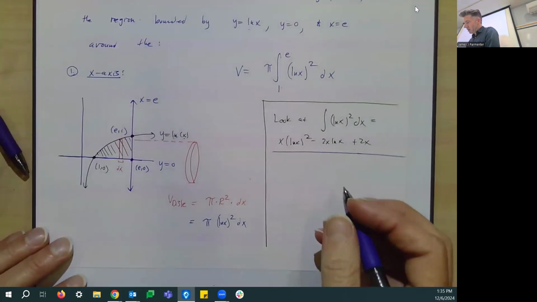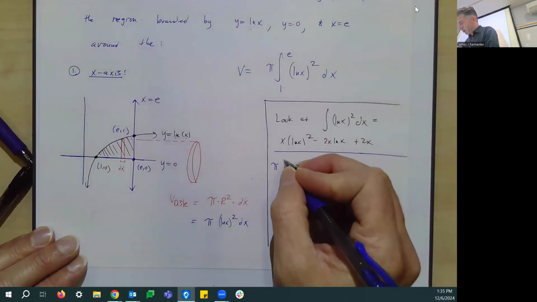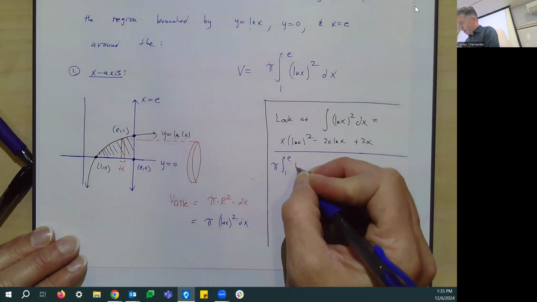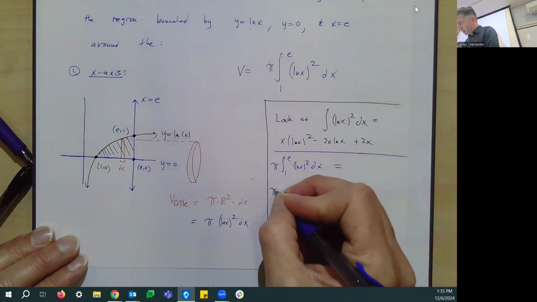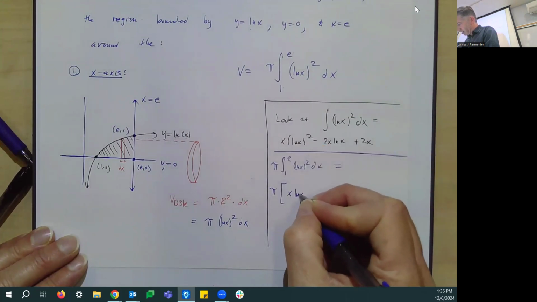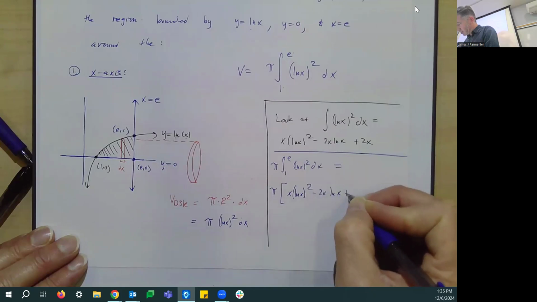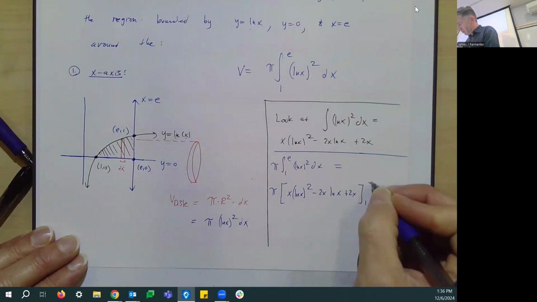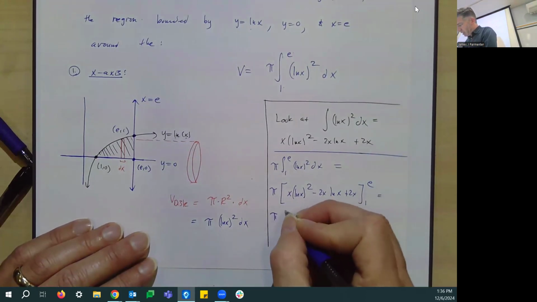You can't see it. The volume is going to equal pi times the integral from 1 to e of natural log of x squared dx. So that's going to exactly be pi times all of that, x natural log of x squared minus 2x natural log of x plus 2x evaluated from 1 to e. And then we do it. We get pi times, okay, e is not terrible.